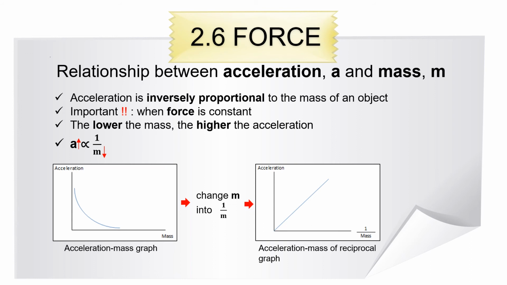So technically, you will have two graphs of mass. One is the acceleration-mass graph and one is the acceleration versus reciprocal of mass graph. Remember that the acceleration-mass graph is inversely proportional. Then if I change mass into its reciprocal, which is 1 over mass, the graph will become directly proportional.